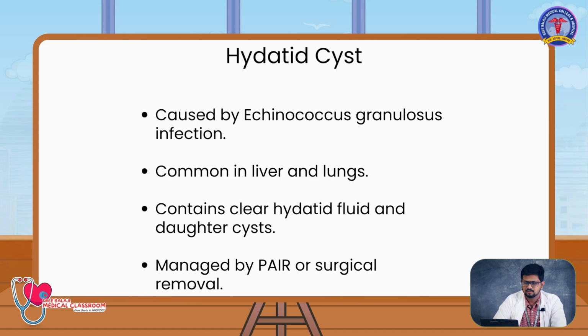Now, hydatid cyst, which is caused by Echinococcus granulosus infection, is commonly found in the liver, and it can also form in the lungs. It contains a clear hydatid fluid, and daughter cysts can also be there. Here the management is a procedure called PAIR, P-A-I-R, that is percutaneous aspiration injection.